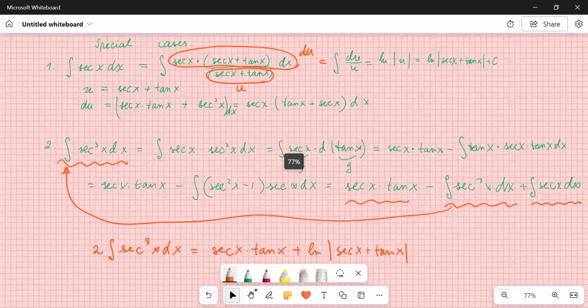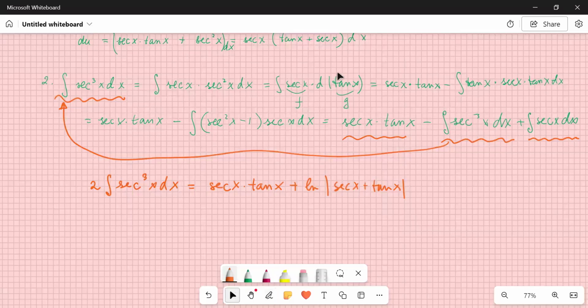Now the only step I need to do is to divide everything by 2. So I divide by 2 here, here, and here. Here the 2's cancel, and that's the integral I'm searching for. Just don't forget the constant. That's the answer. So the integral of secant cubed equals secant tangent divided by 2 plus one half of ln of secant plus tangent.